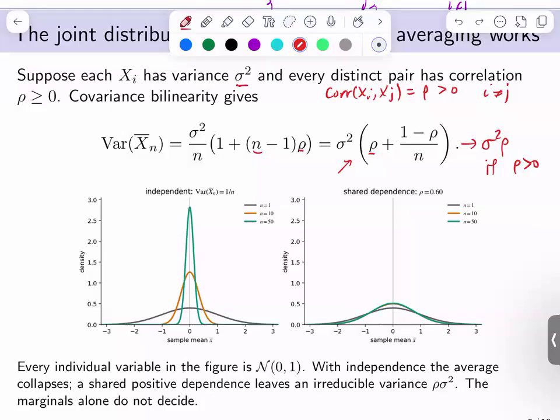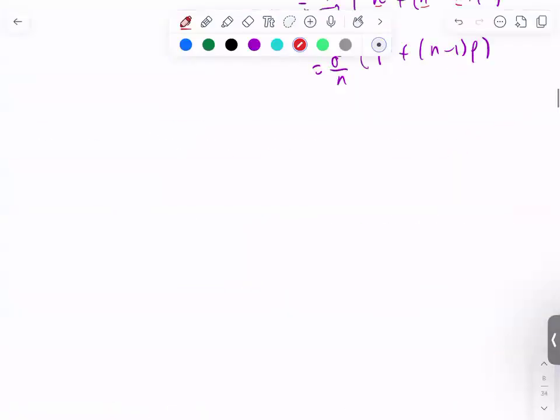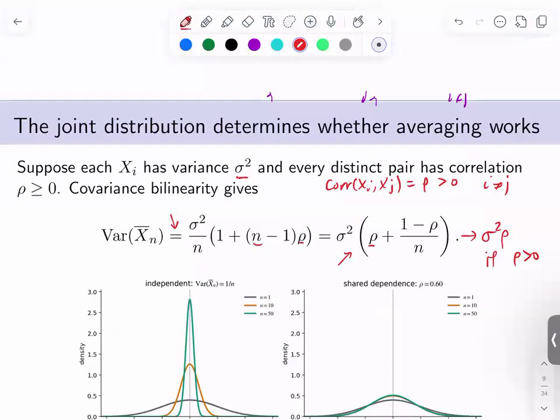Is this slide clear? This part I encourage you to prove. I did a quick proof here, but if it wasn't clear, just go through. We had the general formula for the variance of the sum in terms of the covariances. And so you just write this down and then do the calculation, and this comes out. Question?